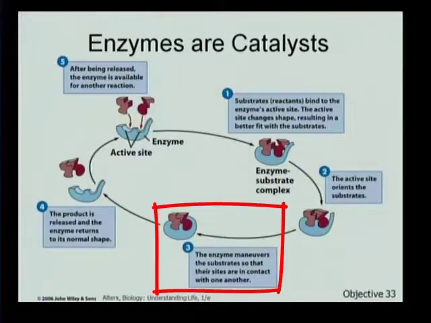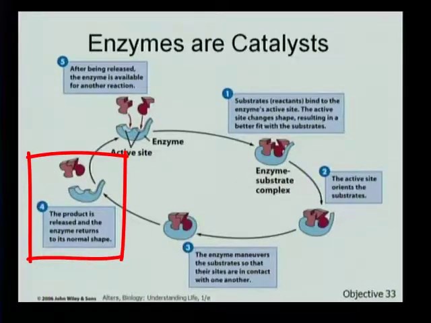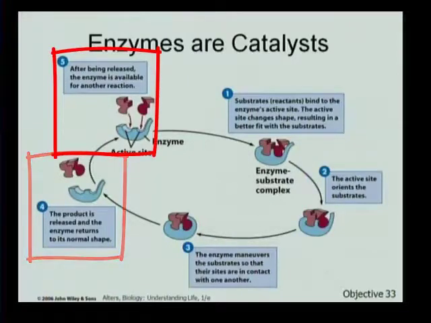Then that allows them to interact with one another. If the interaction is favorable, in other words, if the energy that comes out of the reaction is greater than the energy that we put into the reaction, then the sites come into contact with one another. The product is released, and as the product is released, the enzyme goes back into a shape where it can take in another set of reactants, and the process begins again.